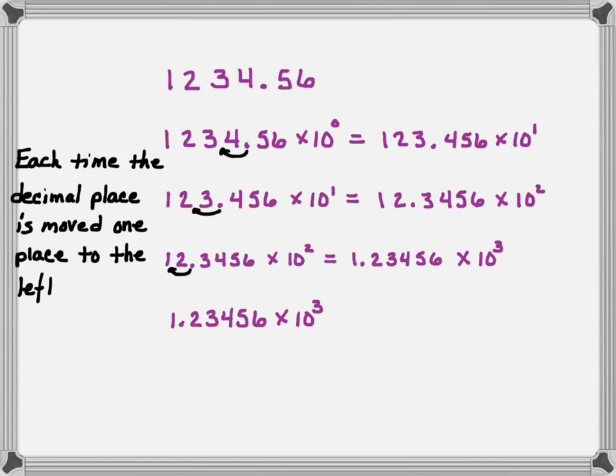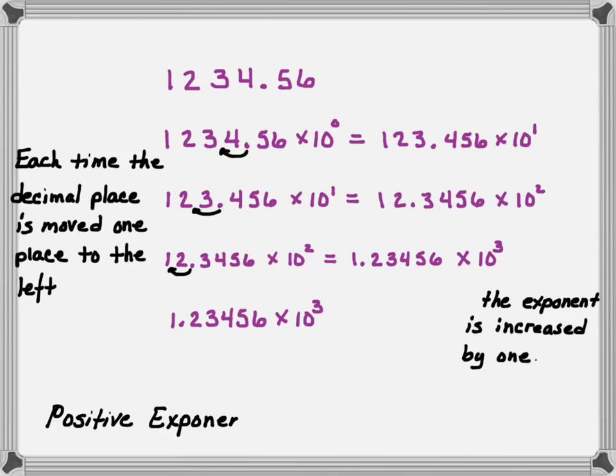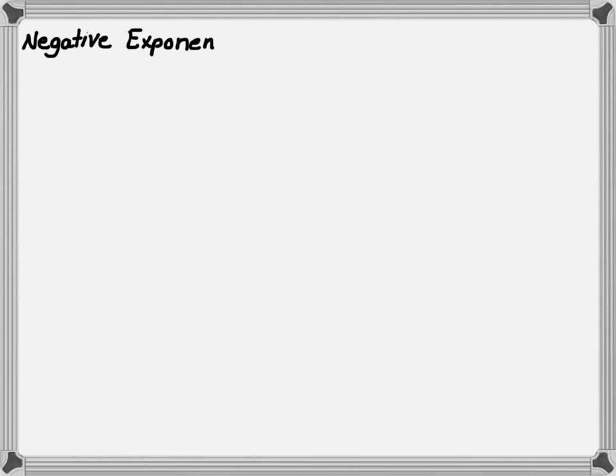So each time the decimal place is moved one place to the left, the exponent is increased by 1. This is considered a positive exponent. When I move it to the left, I get positive exponents. Now, when do I get negative exponents? If I have the number 0.00657, you want to write this in scientific notation so that I have one non-zero digit in front of the decimal point.